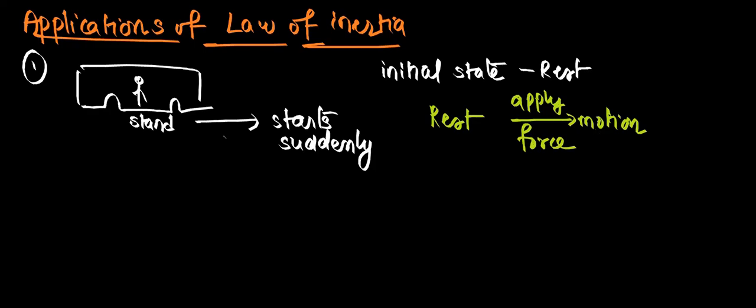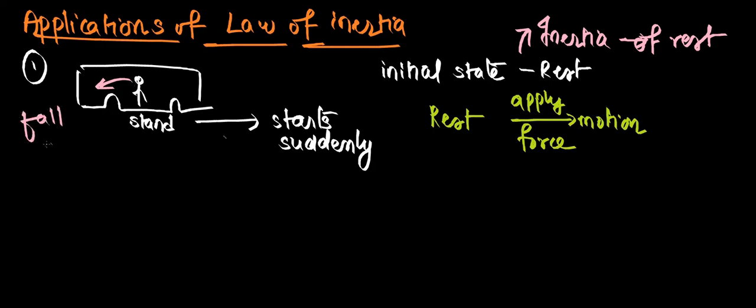You are actually in rest position, so your body tries to be in rest only, right? Initial state is rest. So according to inertia, your body tries to be in rest only. So here what do we consider? We consider inertia of rest. So suddenly you will fall backward.